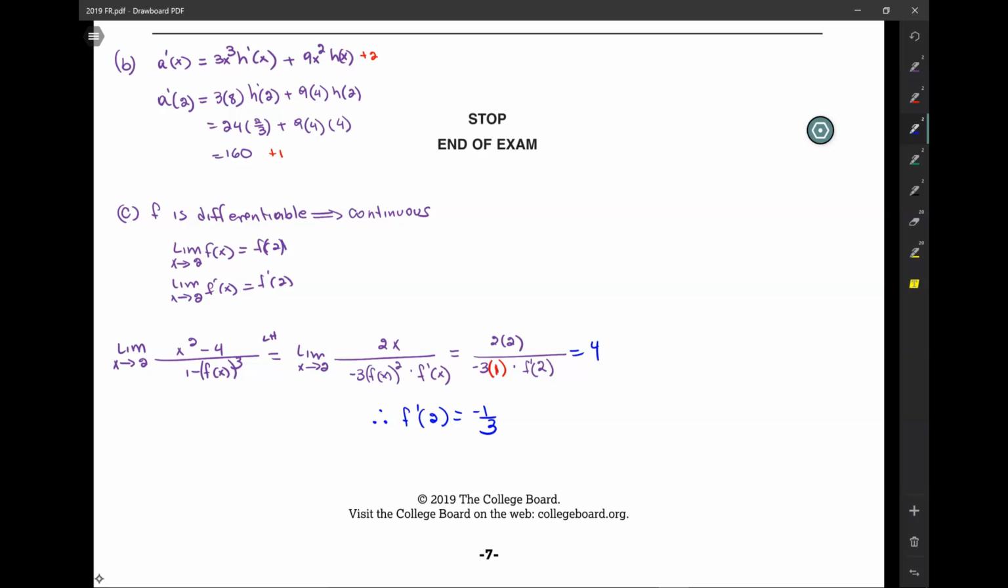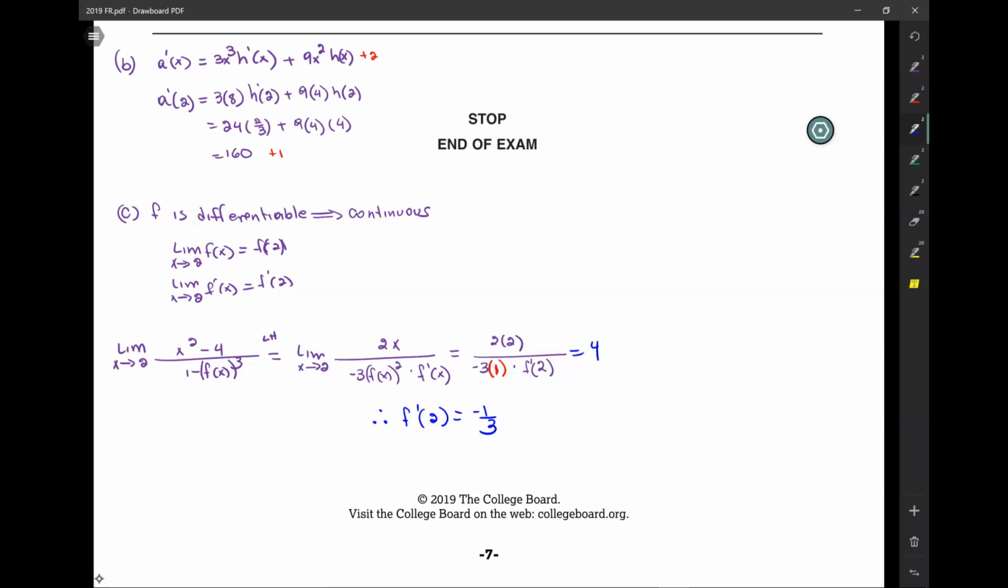Well, that comes from the fact that this is differentiable. Differentiable means continuous. Continuous means the limit at that point is equal to f of that point. Oh, that's it. So that's how you get the 4. Okay? So this is like 4 chapters in one part of a problem.